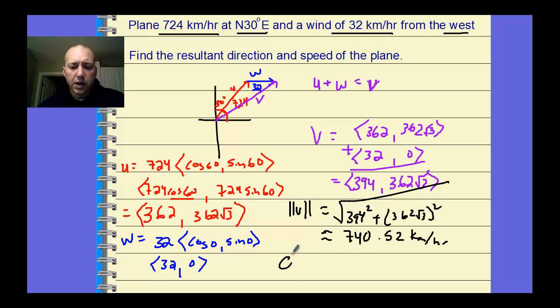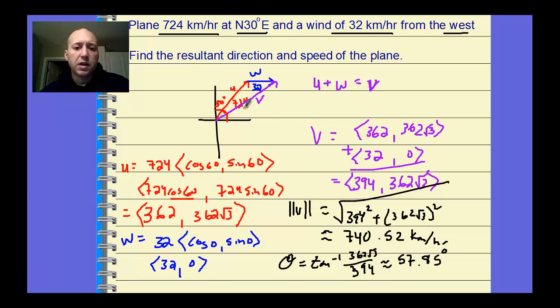And then we want to find theta. To find theta, we do the inverse tangent of 362 root 3 over 394. And that's approximately 57.85 degrees. But again, that's the standard position. That's like this position is that angle. But I want the other position to give the coordinates or the bearings the way air flight gives it.